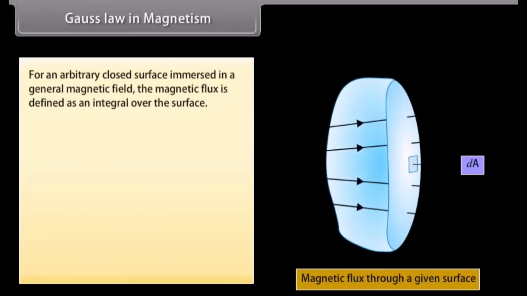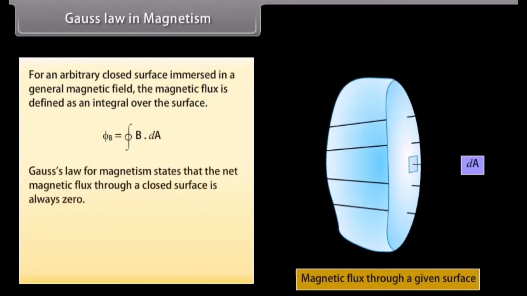For an arbitrary closed surface immersed in a general magnetic field, the magnetic flux is defined as an integral over the surface. Φ_B is equal to the closed integral of B dot dA. Gauss's law of magnetism states that the net magnetic flux through a closed surface is always zero. Closed integral of B dot dA is equal to 0. The SI unit of magnetic flux is the Weber.